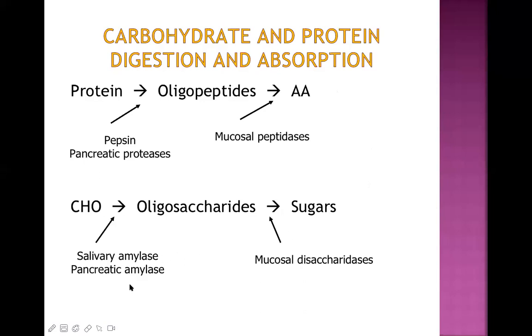So salivary amylase and pancreatic amylase are the important ones. Pancreatic amylase is much more important than salivary amylase for the digestion, and there is mucosal disaccharidase which is present in the brush border of villi, and these are also important terminal enzymes which will break down oligosaccharide into monosaccharide, and they are absorbed.